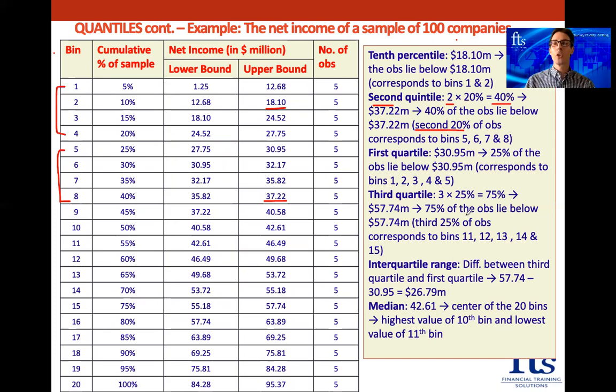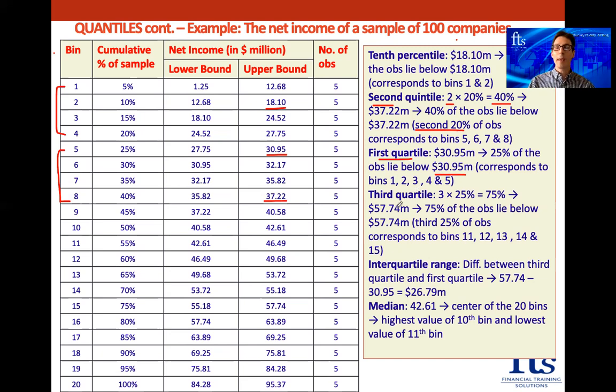All right, so let's try the next one. What is the first quartile? So quartile, we divide into quarters. So it's going to be this one over here, 25%. So the first quartile is going to be there, 30.95. So here, what can we say in English? That 25% of the observations lie below 30.95 million. And this corresponds to these bins here, 1, 2, 3, 4, and 5, up to there.